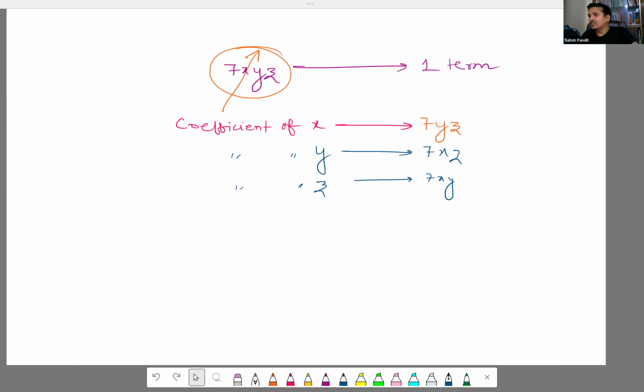So Prisha has asked a question: so the coefficient of 7 will be xyz? No, we don't define coefficient for a constant. Coefficient is only defined for a variable. Is that clear? Coefficient is defined only for a variable.